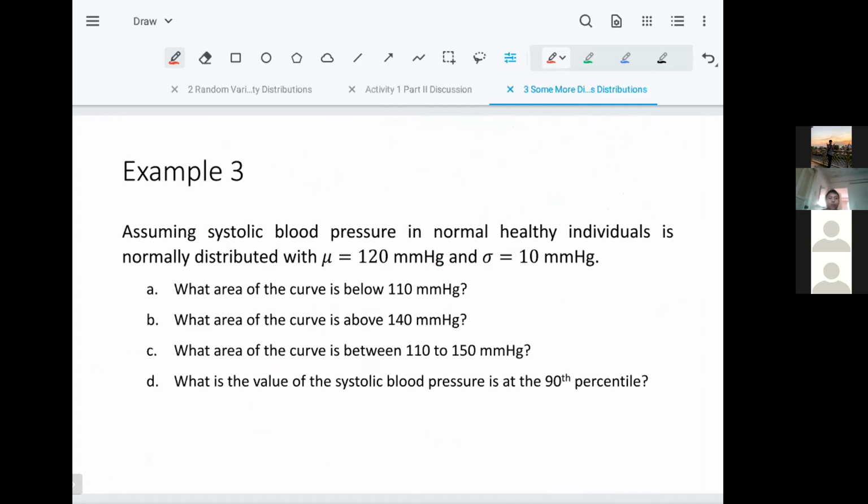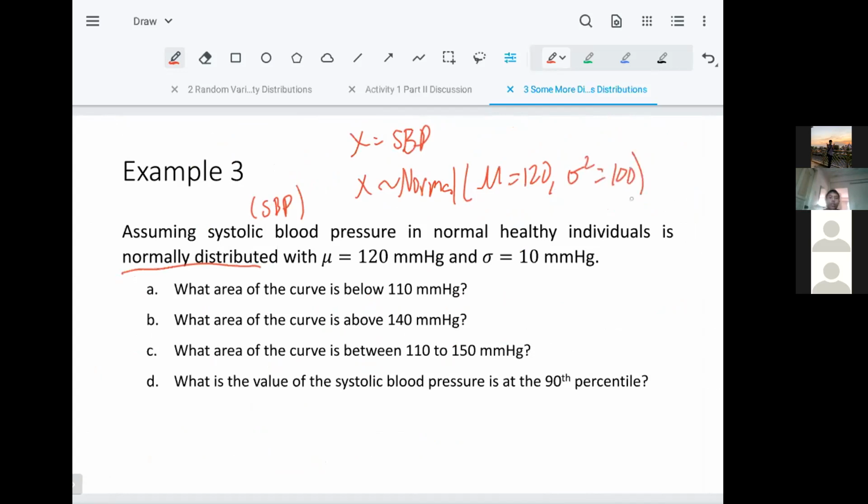So, assuming systolic blood pressure, let's call it SBP, of normal healthy individuals is normally distributed. So, X is SBP. X is normal, we know that. The mu is 120, sigma is 10, or sigma squared equals 100, whatever you want. So letter A, what's the area of the curve, or what's the probability that I'll be picking a normal healthy individual with less than 110 mmHg na SBP? So we can write it as P of X less than 110.